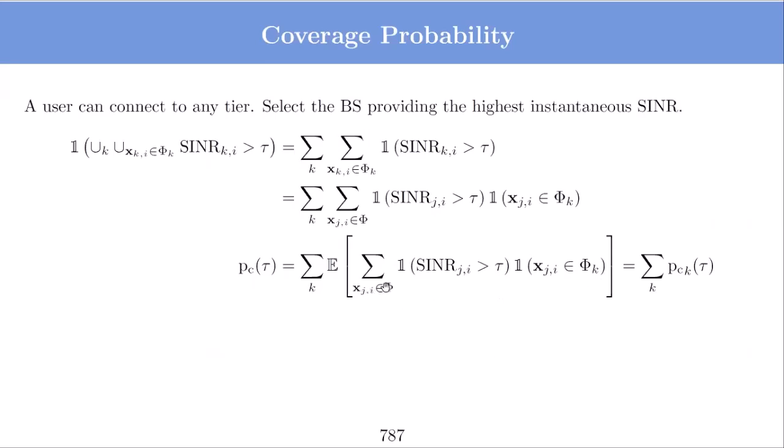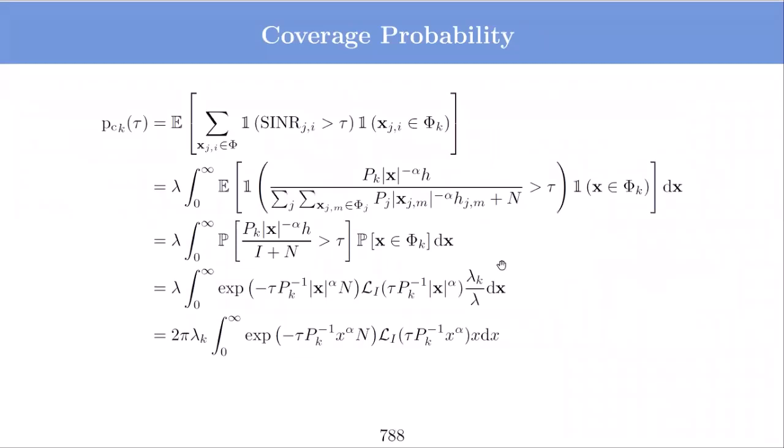This piece, which I denote by PCK, just tells the probability that at least one base station of the kth tier provides more than tau coverage. Okay, so now you can see that if I put the SIR expression here, it becomes a function of phi and phi minus xji, and this is a function of xji's. So this is nothing but a summation of a function of xji comma phi minus xji.